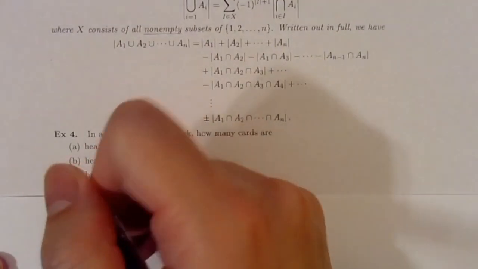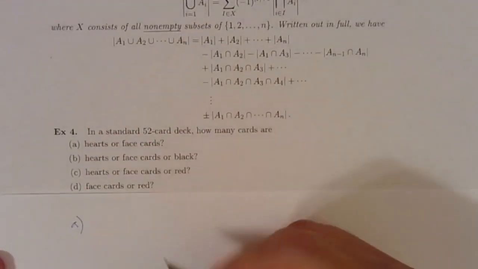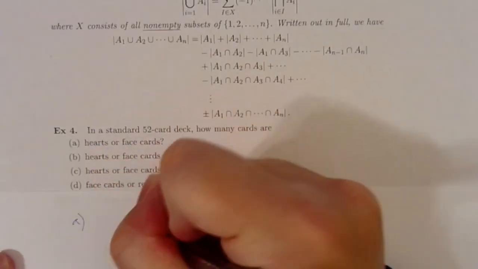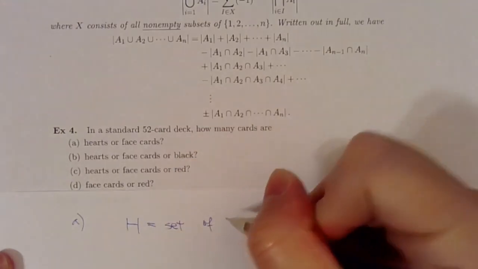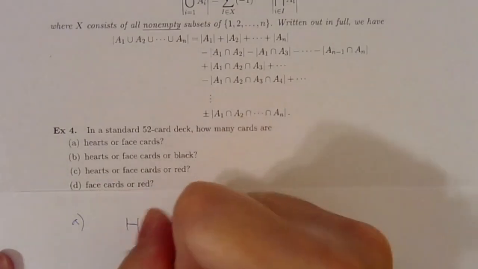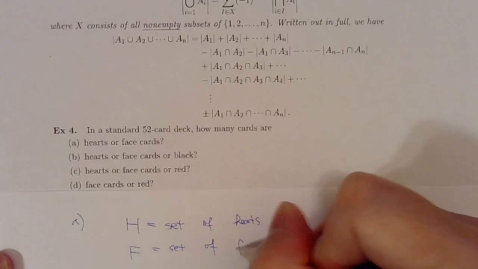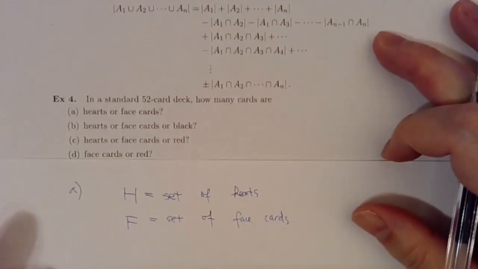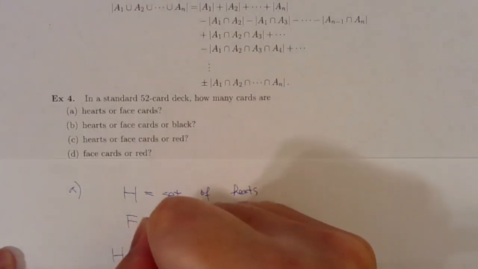So let's talk through part A. Again, pause and try this yourself. So I'm looking at heart or face cards. So let me say that H is the set of hearts, and then F is the set of face cards. And we're looking for hearts or face cards. That means H union F.